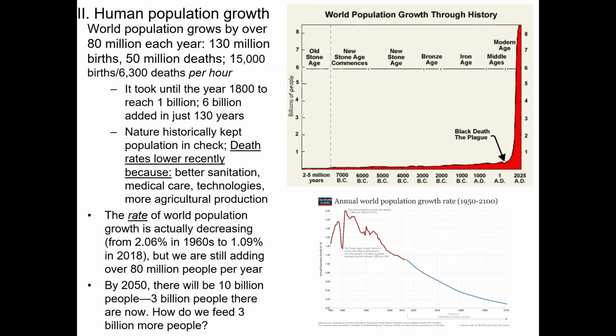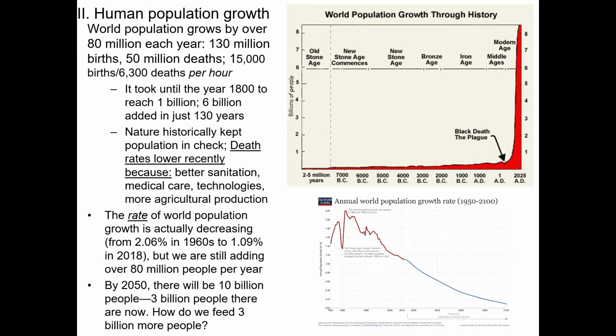And so we have increased our lifespan significantly. And just in the last 100 years, that has led to a strong increase in population growth. So we're adding 80 million people a year, 130 million births, 50 million deaths. So there are 15,000 births and 6,300 deaths per hour. So we're adding almost 9,000 people every hour to world population. 9,000 people every single hour get added to our population.